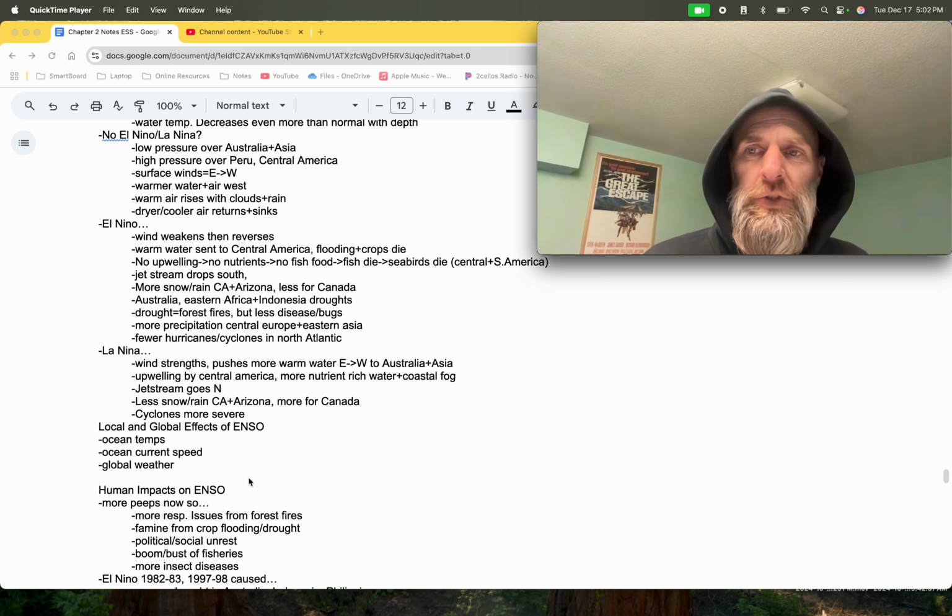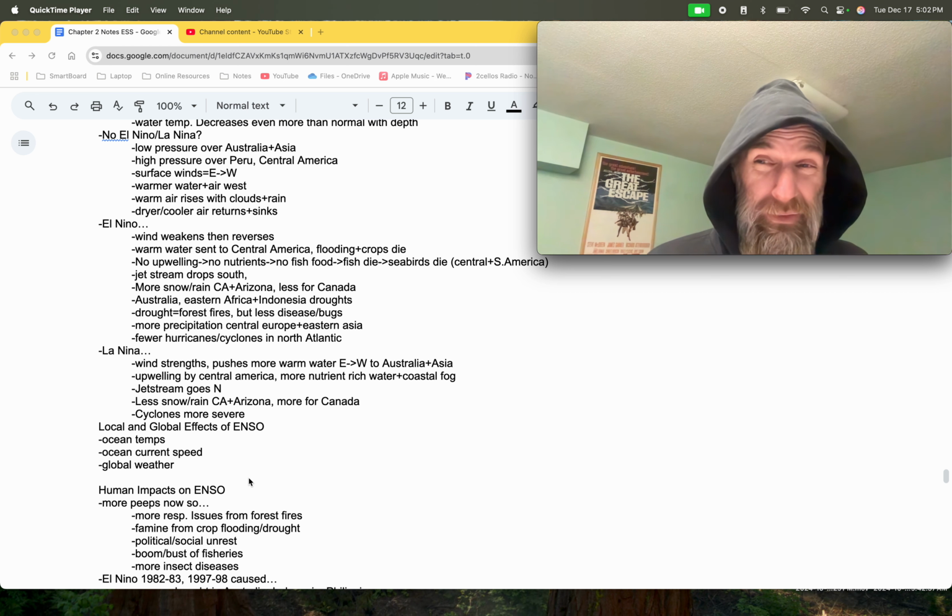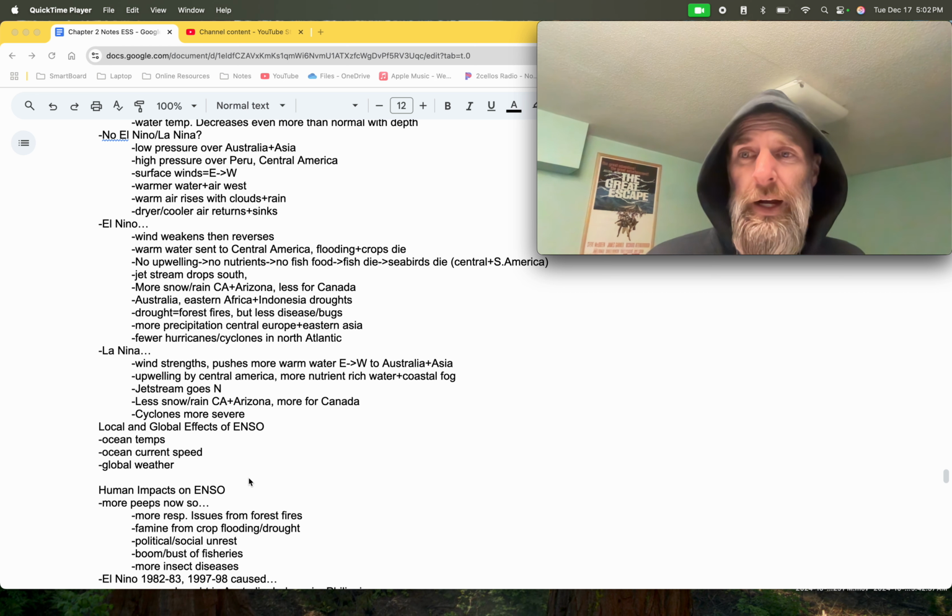Jet stream goes north, so that's going to be less snow and rain for California. Ooh, kind of wildfires and stuff in Cali, that's more likely. Arizona too. So yeah, Alaska, Pacific Northwest, Canada, British Columbia, stuff like that, you're going to get more snow, more precipitation. Cyclones are more severe with the La Nina. Okay, just the way it goes.